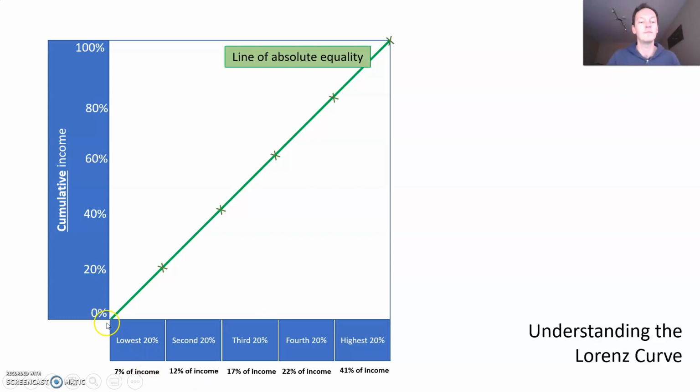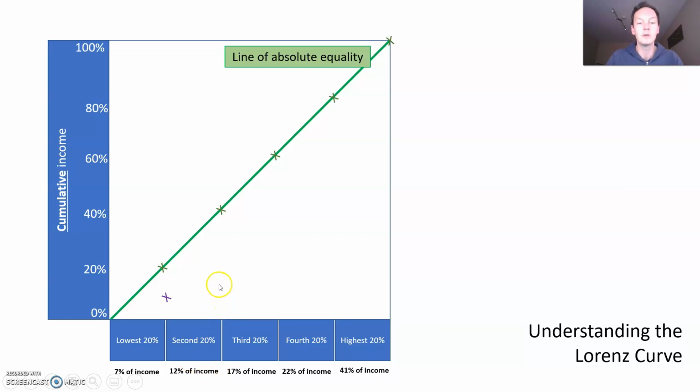So if we have the lowest 20% earning not 20, but 7% of the income, well, the X mark for this is going to go here. And then we've got the next 20% earning 12% of the income. And this is where accidents often happen with the Lorenz curve.